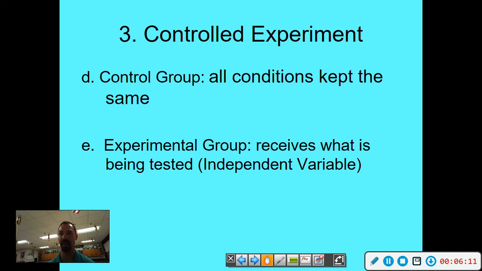And why are they there? Well, they're there for comparison, right? You need to see if the stuff works in the end of the experiment, right? So the only way you can do that is having a group that doesn't get the experimental condition. And that's what the control group is about. The experimental group receives what's being tested, the independent variable, and then you run your experiment.